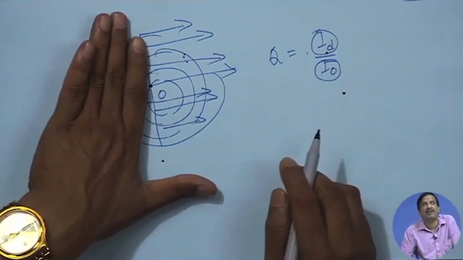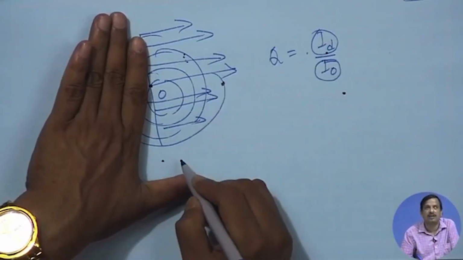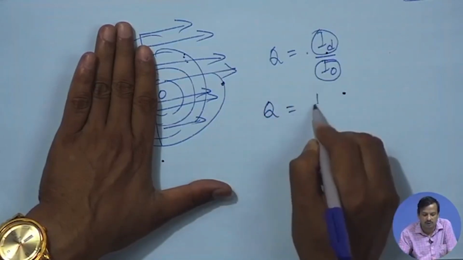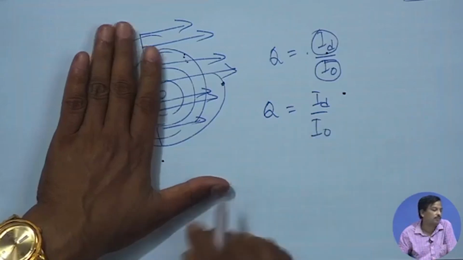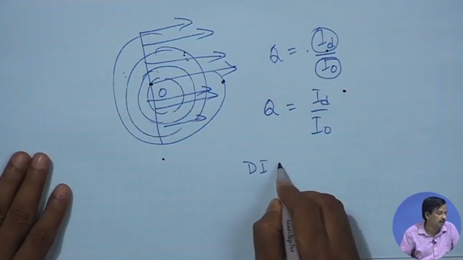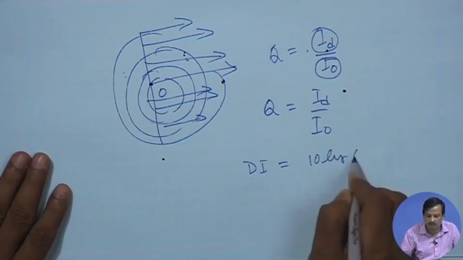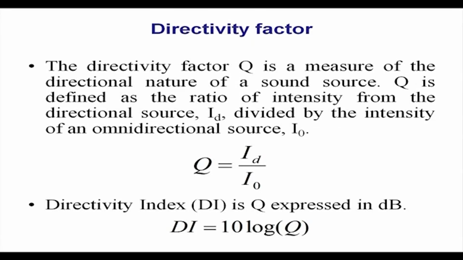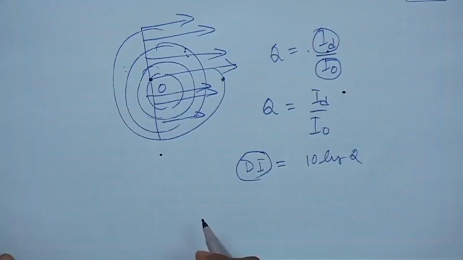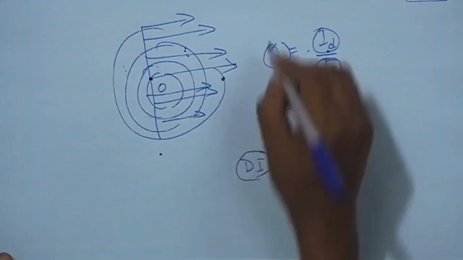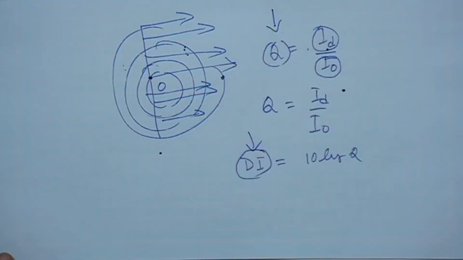If this reflector is not there, the intensity here is I_0. If I place the reflector it is I_D, then the directivity factor Q is nothing but I_D by I_0. Q in dB is nothing but 10 log Q, the ratio in dB. That is called directivity index. This is directivity factor and this is directivity index.